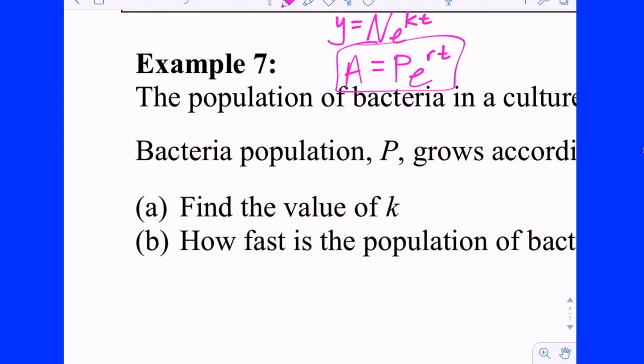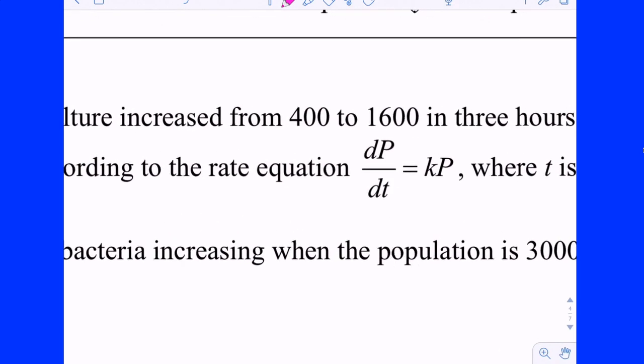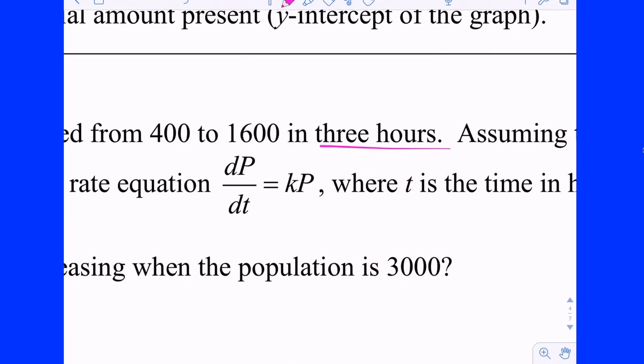You know what else grows exponentially? Bacteria. A population of bacteria in a culture increased from 400 to 1,600 in 3 hours. Holy moly.